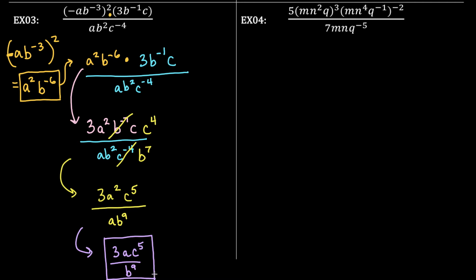All right, cool. Now we got this bad boy over here, so let's do this part first. So I get m n squared q to the third. So m to the third is m to the third. N squared to the third: remember, that means there's 3 of these, so it's n to the sixth. And then q to the third is just q to the third.